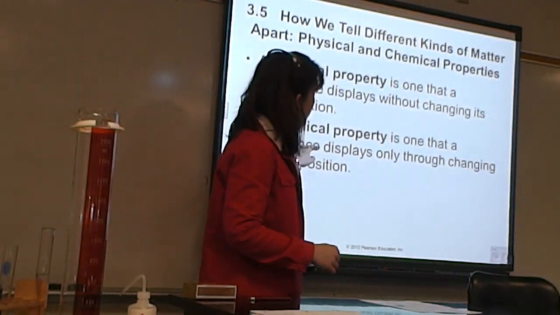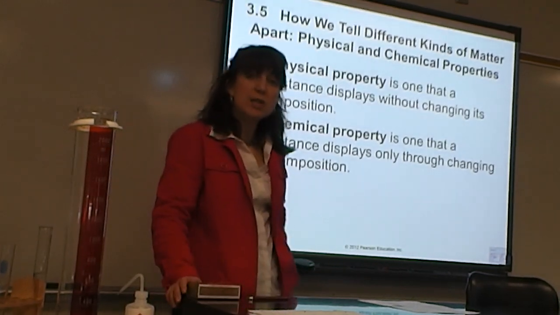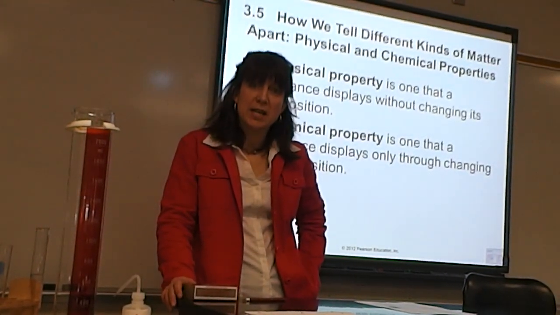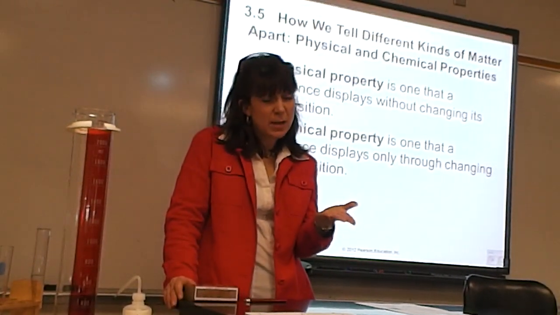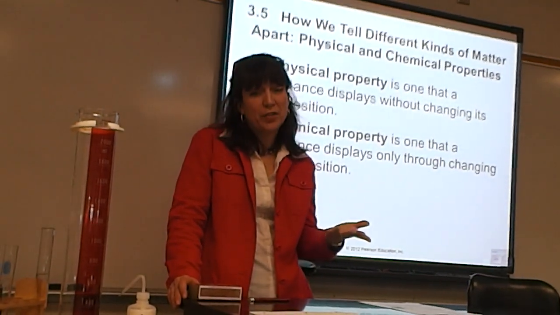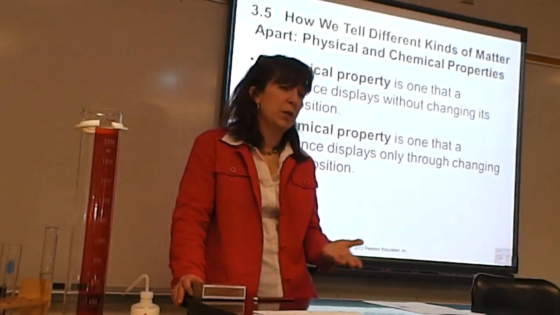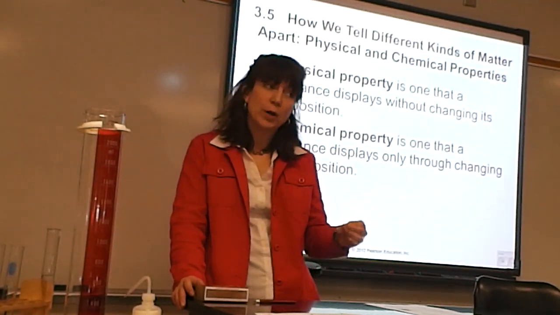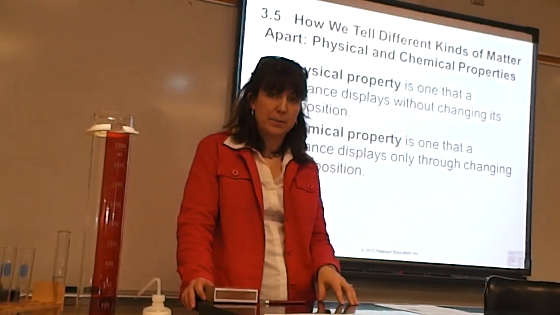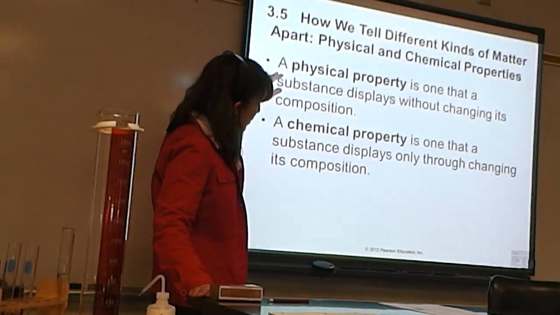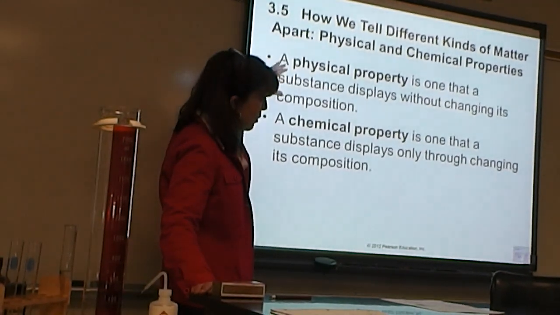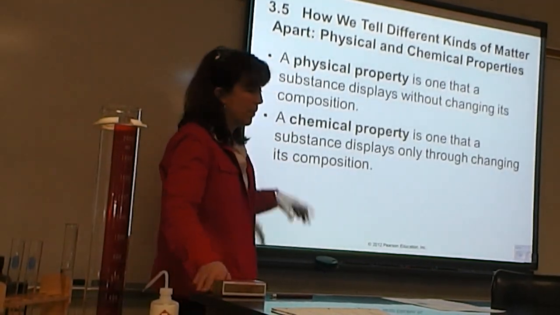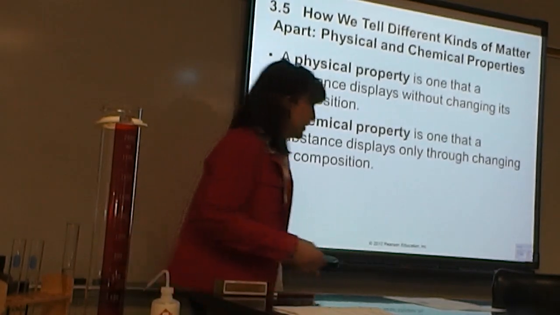A chemical property, on the other hand, is one that when you test it, you risk changing the identity. If you want to see if something's flammable, you've got to risk setting it on fire. If you want to see if something reacts with an acid, you have to risk reacting it with acid. So we've got physical properties, which have no danger to test, and chemical properties, which risk the identity of the substance.